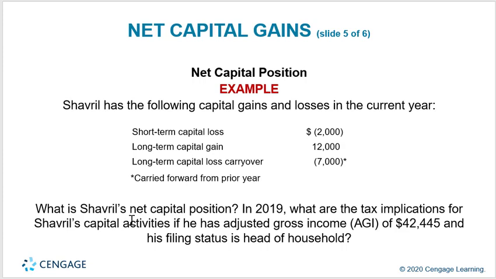And so net capital position. Chavro has the following capital gains and losses in the current year. He has a short-term capital loss of $2,000, a long-term capital gain of $12,000, and a long-term capital loss carryover of $7,000. It was carried forward from a prior year. What is Chavro's net capital position in 2019? What are the tax implications for Chavro's capital activities if he has adjusted gross income of $42,445 and his filing status is head of household?